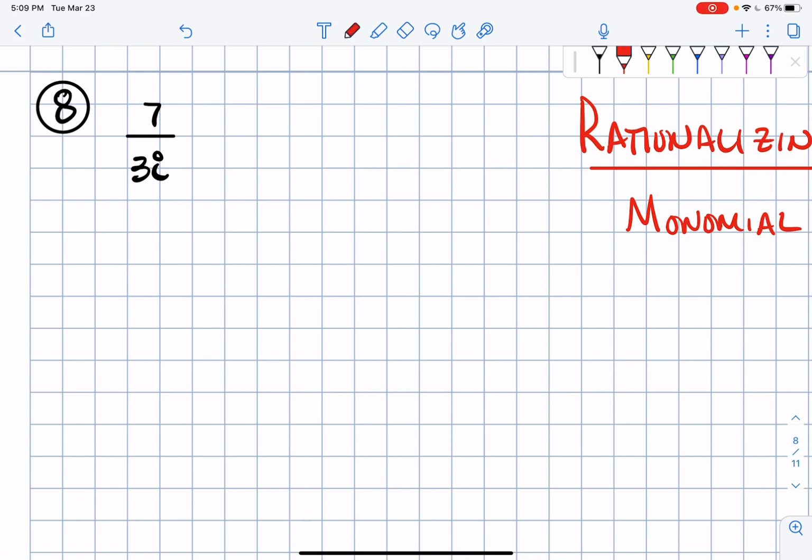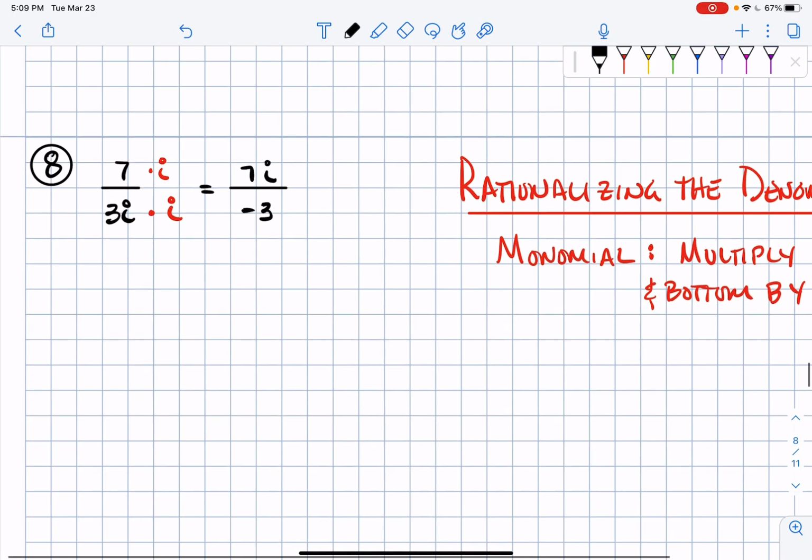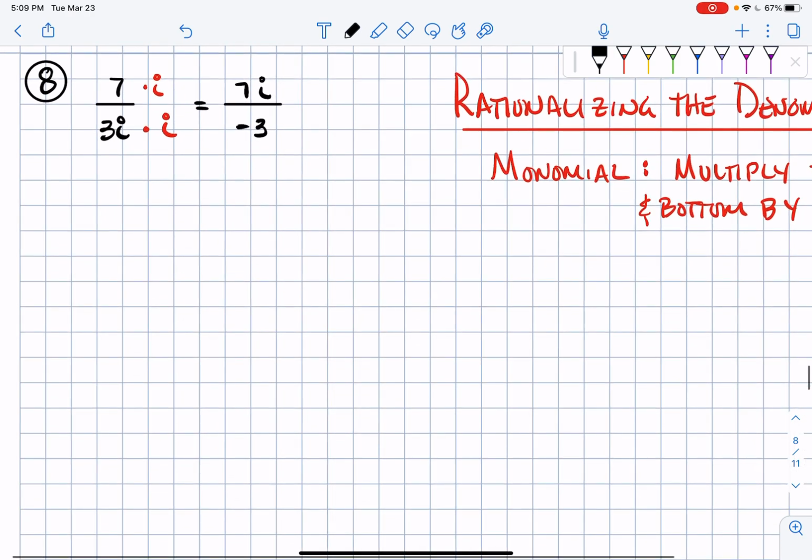So what I'm going to do is multiply 3i by i, because i squared is negative 1, and that will get rid of that i. But since I did it to the bottom, I have to do it to the top. So my top is going to be 7i, but my bottom is going to be negative 3, because again, i squared is equal to negative 1.